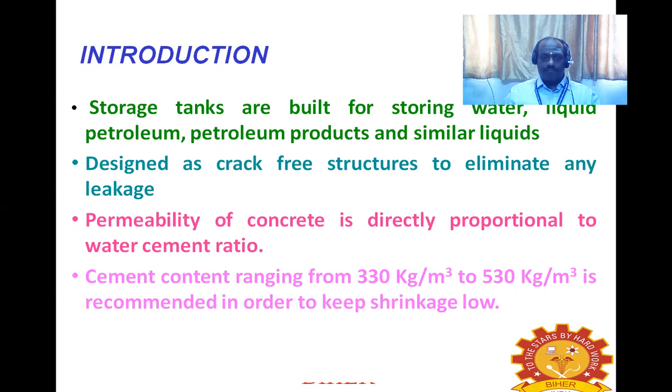Regarding the permeability, the permeability of concrete is directly proportional to the water cement ratio, we know, because the concrete should be impermeable, impervious, then only it will not have seepage into the tank or from the tank. A cement content ranging from 330 kg per meter cube to 530 kg per meter cube is recommended in order to keep shrinkage at a lower level.